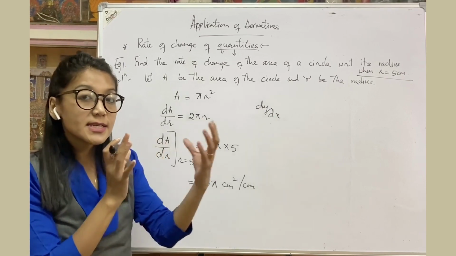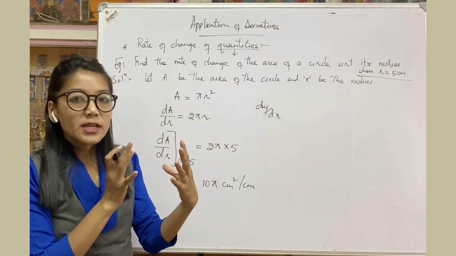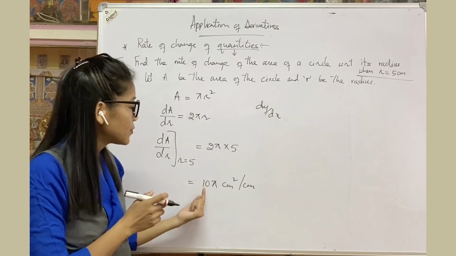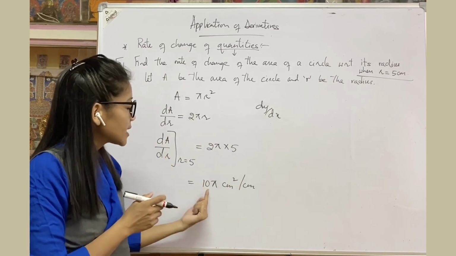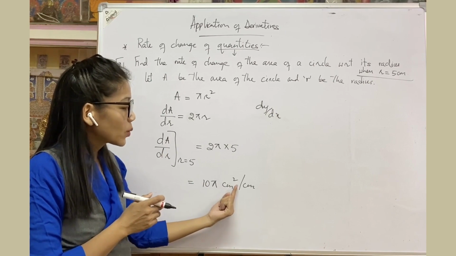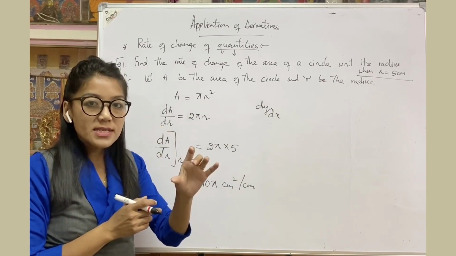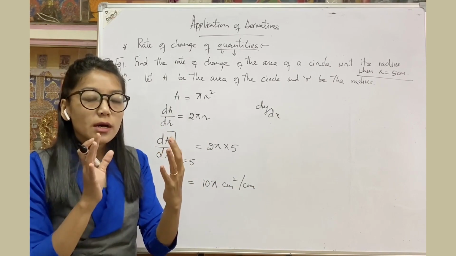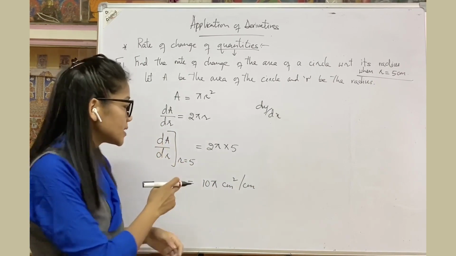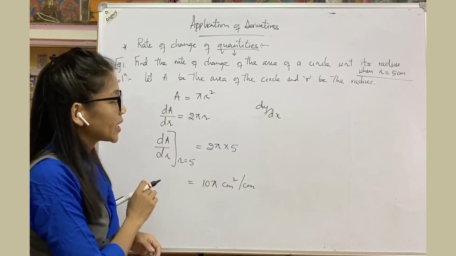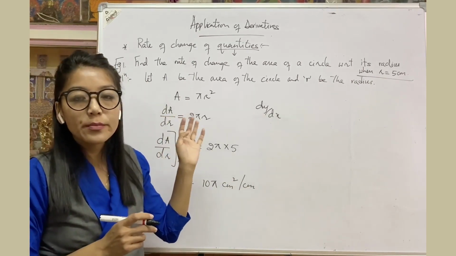So if area is increasing, it will increase in square units, right? Therefore area is increasing at the rate of 10 pi centimeter square per centimeter. When radius is increased by 1 centimeter, that will be the change in area, right? So that is 10 pi centimeter square per centimeter. So this is how you are going to write. This is the first simple example we have taken.